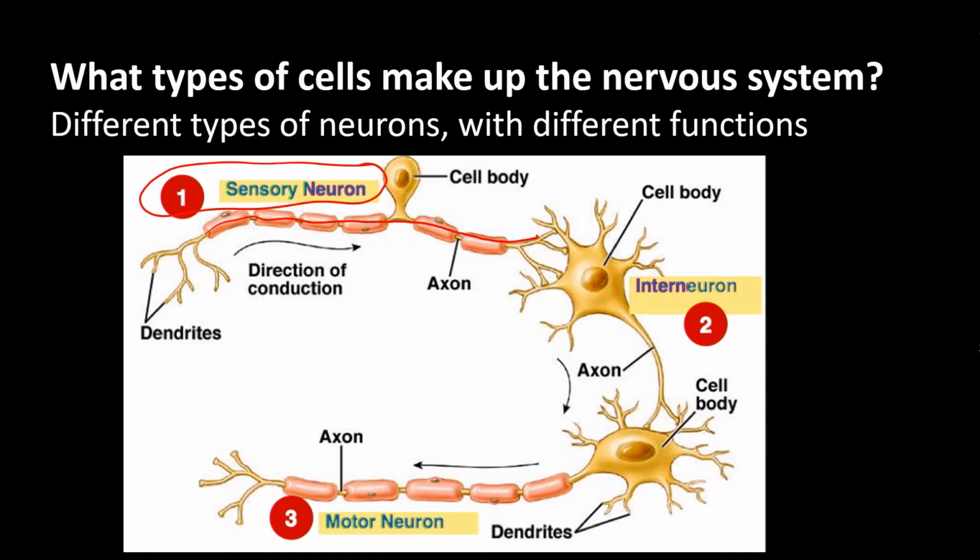Then the other types of neurons, we find motor neurons, and those look like this. They have a cell body at one end with a whole lot of dendrites, and then an axon along which the nerve impulse is transmitted. We also sometimes have interneurons, and those are neurons that connect motor and sensory neurons.